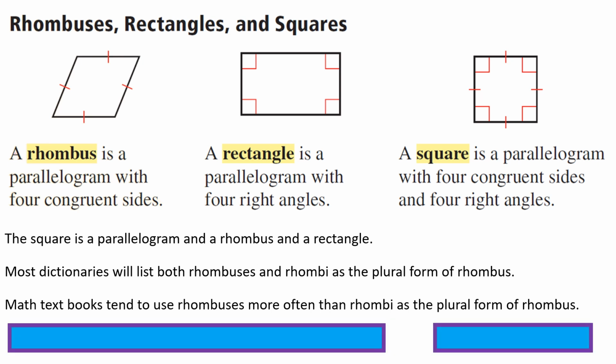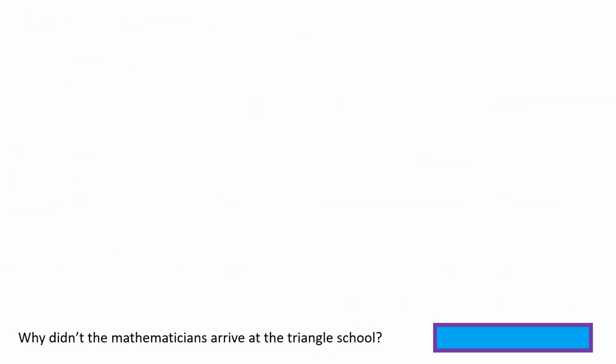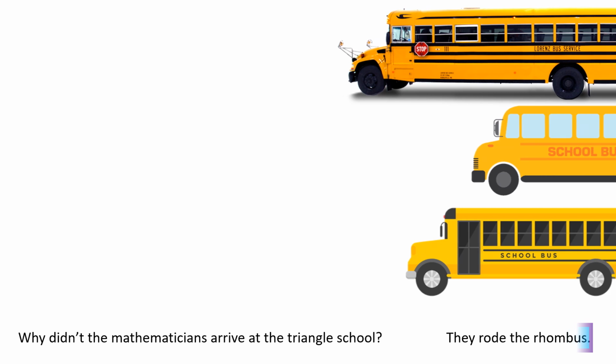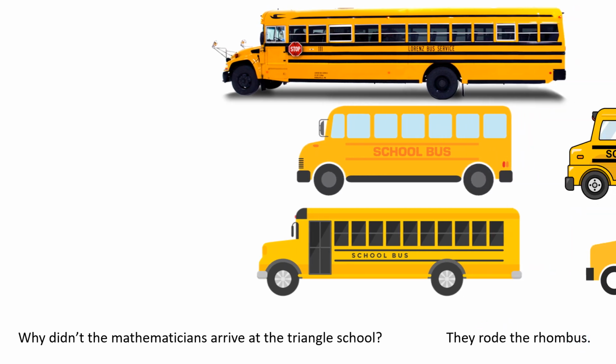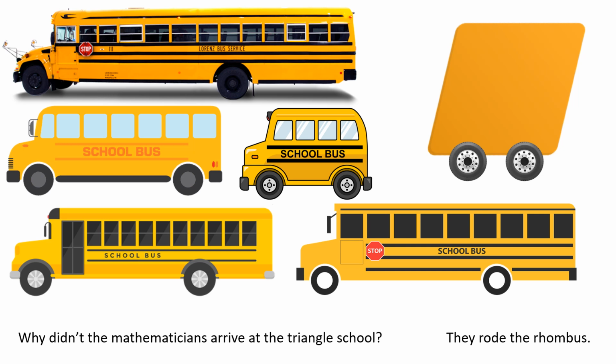Ooh, I wonder what's hiding behind these. Why didn't the mathematicians arrive at the triangle school? They rode the wrong bus. Okay, maybe it wasn't that funny.